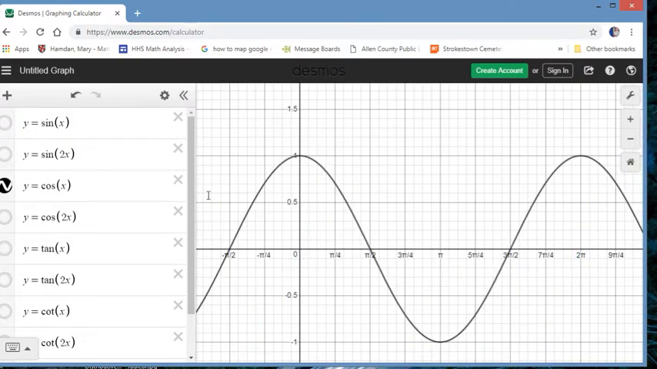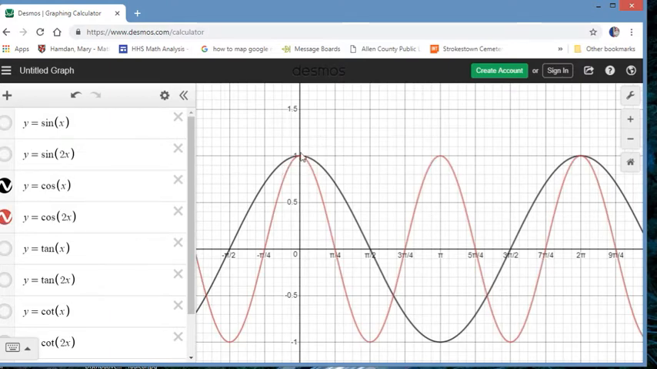When you graph a cosine, remember cosine is high, 0, low, 0, high. When you're starting at 0, just by having a b, there's still no shift. You're still starting at 0, because 0 divided by 2 is still 0.